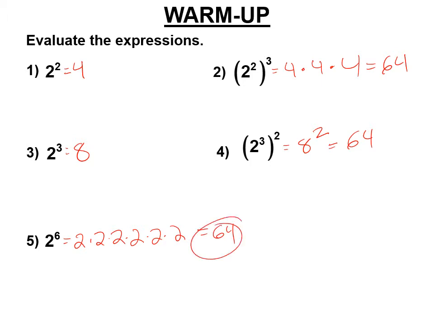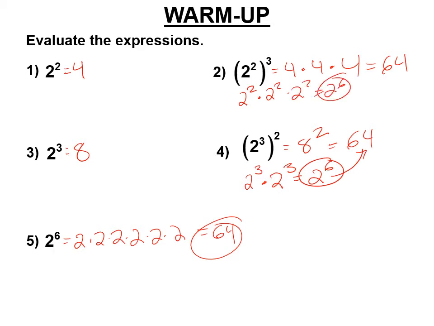Well, that's 2 to the 6th. 2 cubed squared is also 2 cubed times 2 cubed. That's also 2 to the 6th, right? So it also must be 64. And 2 squared cubed is 2 squared times 2 squared times 2 squared, which is also 2 to the 6th, right? Numbers 2, 4, and 5 were all 2 to the 6th.